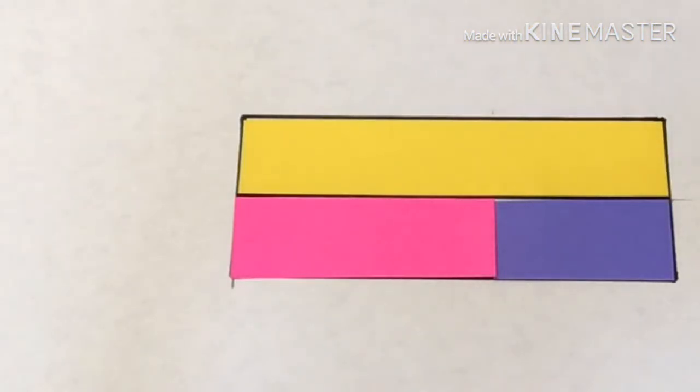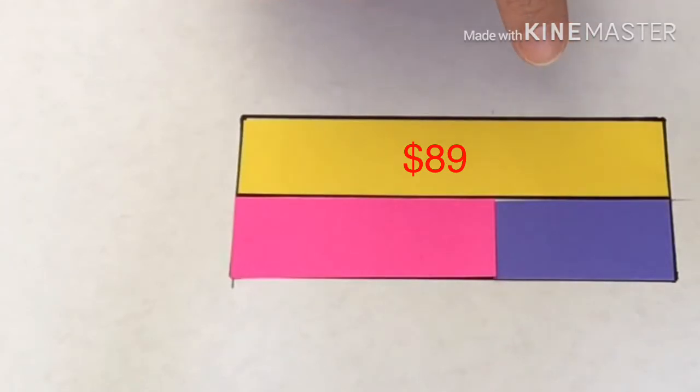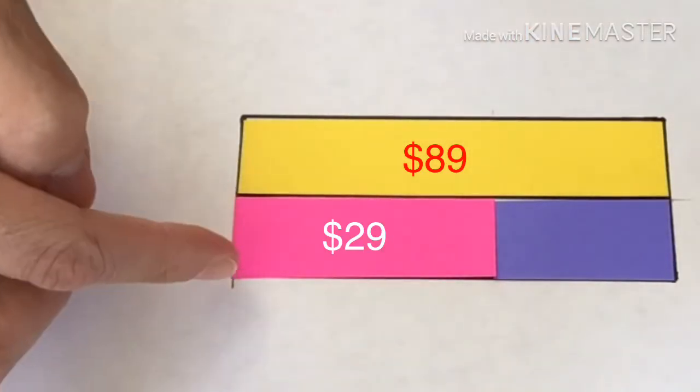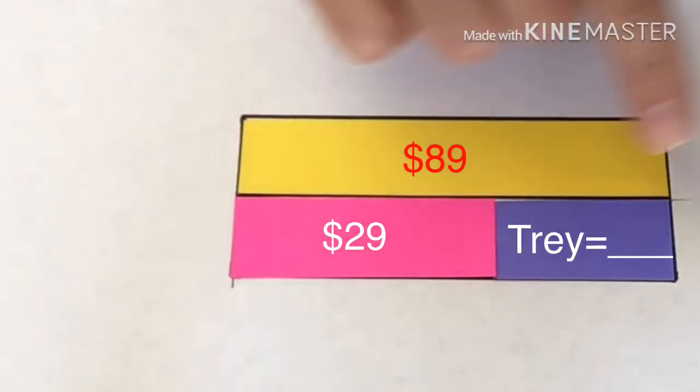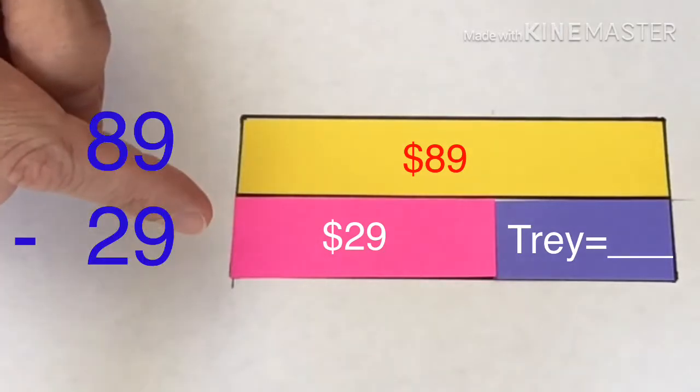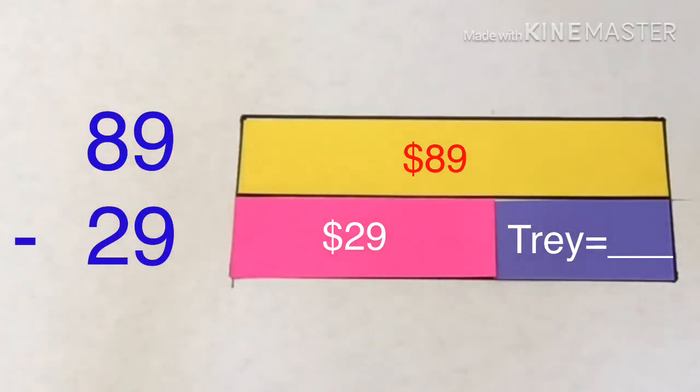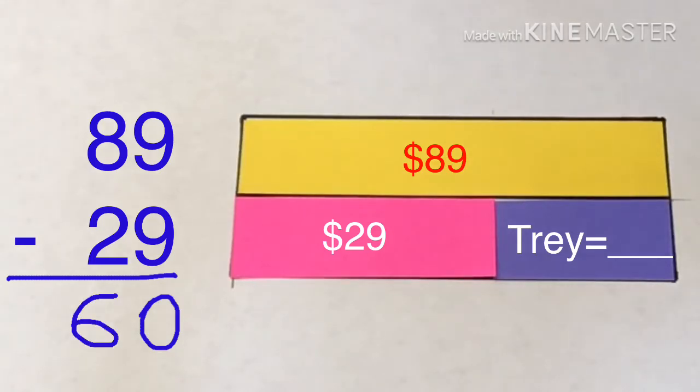Now we have all we need in the diagram. Claire at the top has $89, and she has a total of 29 more dollars than Trey. So we just need to subtract 89 minus 29. So let's do it. 9 minus 9, that equals 0. And good news, we don't have to unbundle because we have enough to subtract 9 minus 9. And then 8 minus 2 equals 6.